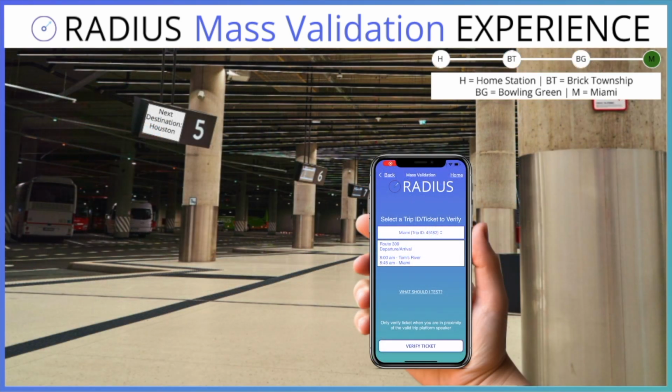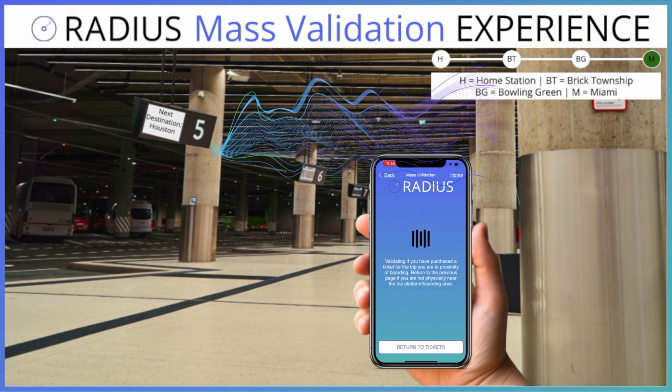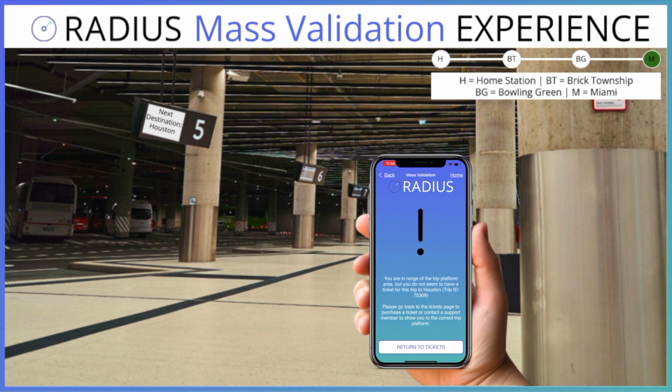As they wrap up their time in Miami, the passenger spontaneously decides that they want to take a trip to Houston before they head home. At the moment, the passenger does not have the ticket associated with the verification zone to Houston, so the app will advise them to purchase a ticket before they can be verified and board for this trip. This showcases the no-ticket purchase scenario we outlined at the start of the mass validation overview.